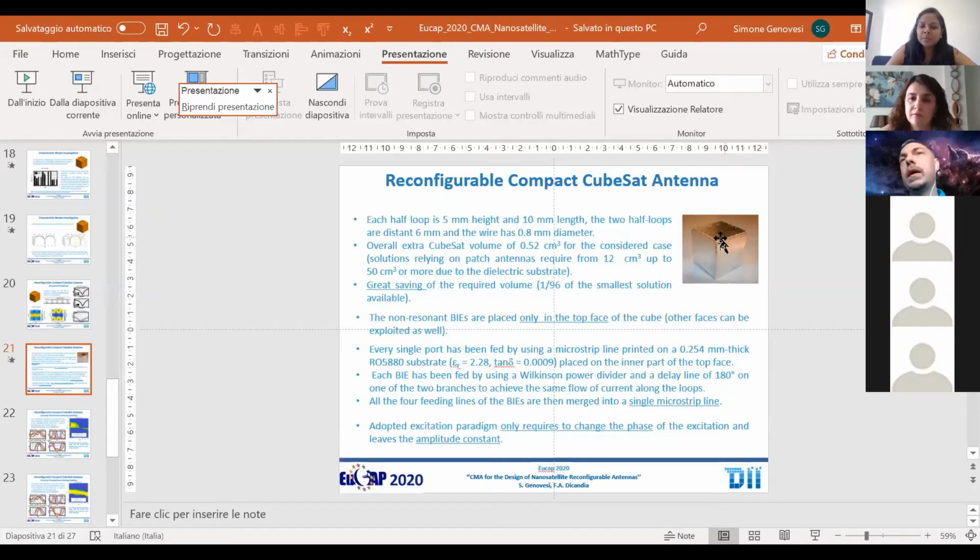Of course, we need to make a dedicated analysis if we have a different platform. For example, if I go to 2U, 6U or 12U, I can follow the same approach, but I need to redesign it again because I cannot just place these exciters on the edge. So you're right, but.